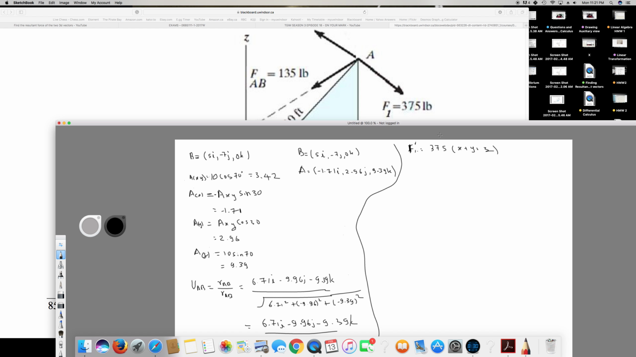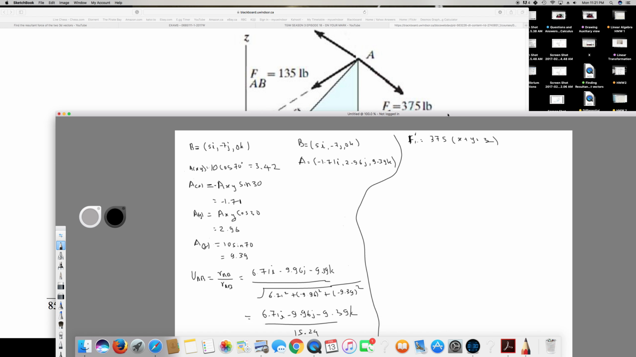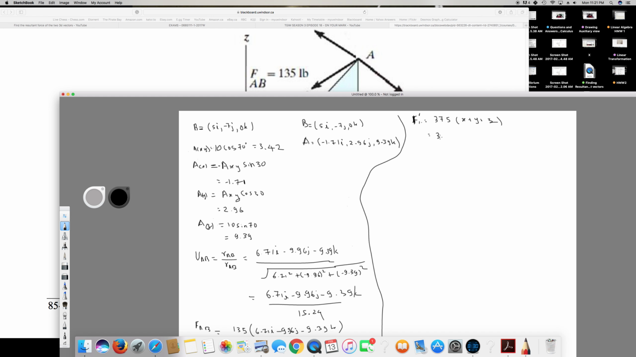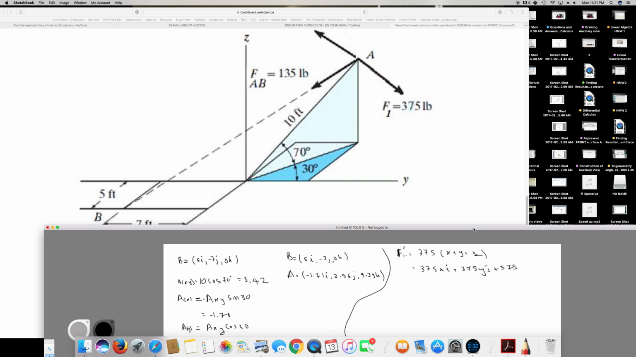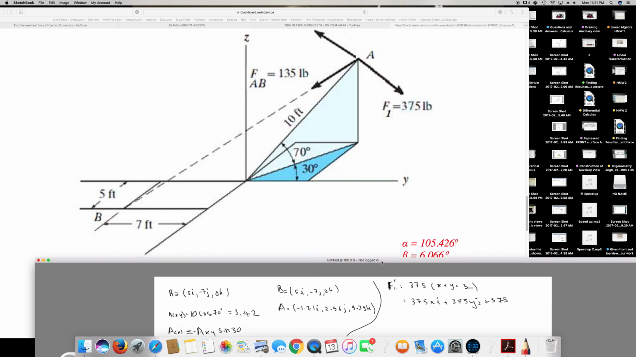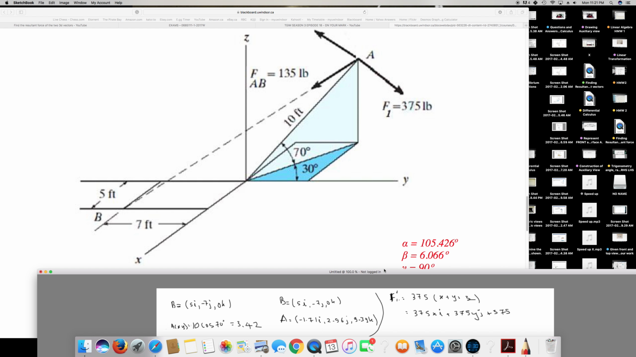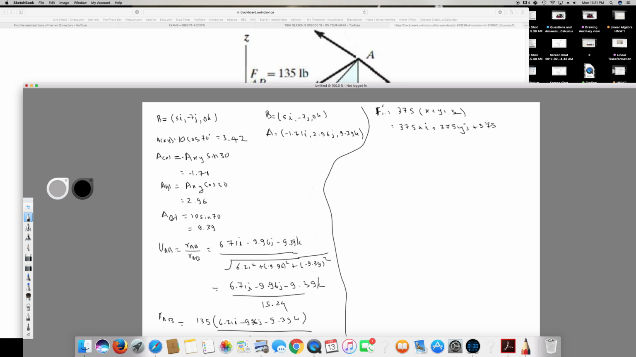So if I put this value, it's going to be 375x I plus 375y J plus 375z K. In this case x is positive, y is positive, z is positive, so we don't have a problem with that. So these are my values.